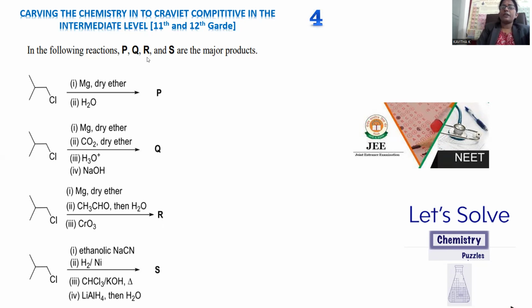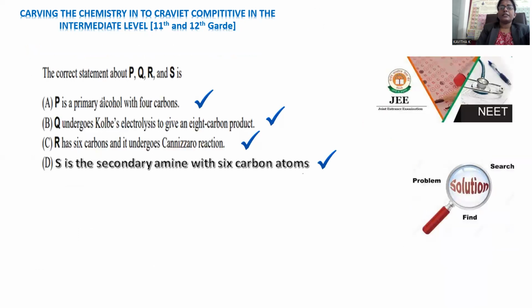In the following reactions, P, Q, R, S are the major products. First of all, we have to see the starting material remains the same in all the cases, right? So we can say it is isobutyl chloride. Different sets of reactions will be carried out over there, and the products will be P, Q, R, S. From this data, the correct inference made is that P will be the primary alcohol with 4 carbon atoms. We have to check whether it is correct or not. It will be a correct answer only.